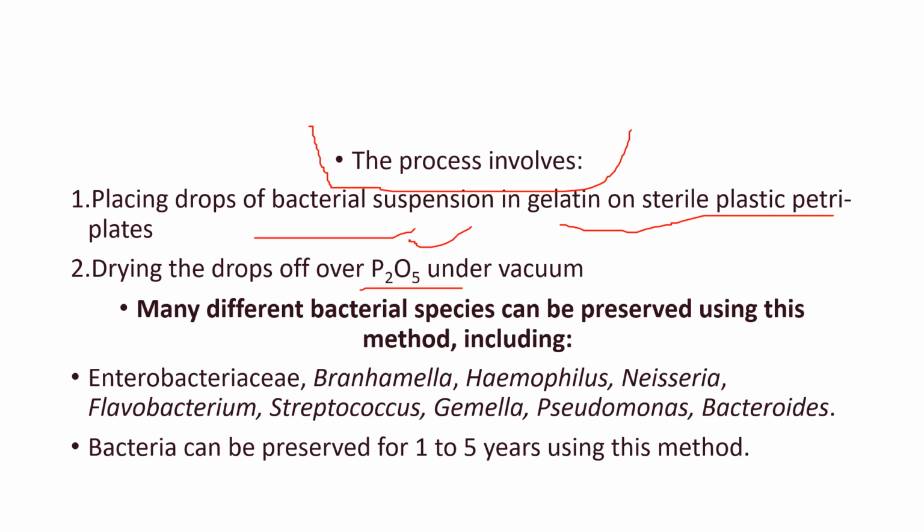So many bacterial species can be preserved using this method, which belong to the Enterobacteriaceae family, Haemophilus, Neisseria, Flavobacterium, Streptococcus, Gemella, Pseudomonas, Bacteroides, Grahamella, and these bacterial species can be preserved for up to 1 to 5 years using this method.